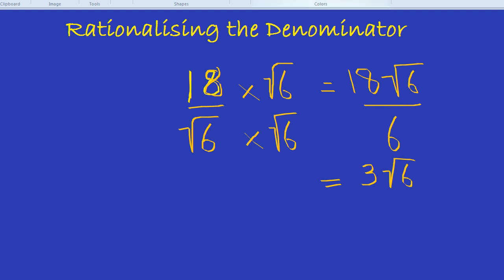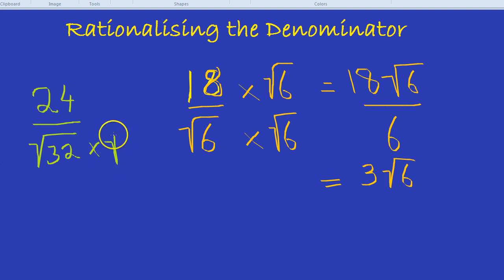Now we're going to try one more, but this time we're going to have to not only rationalise the denominator, but simplify the surd after. And I've done a different video on simplifying surds, but if you haven't seen it, you'll see how to simplify surds. How about we do something like 24 over root 32. 24 over root 32.